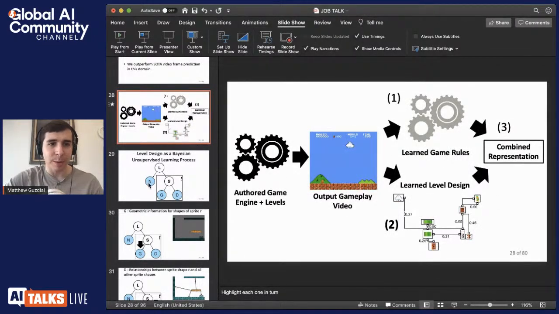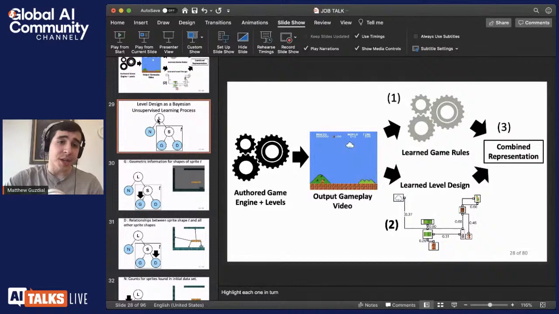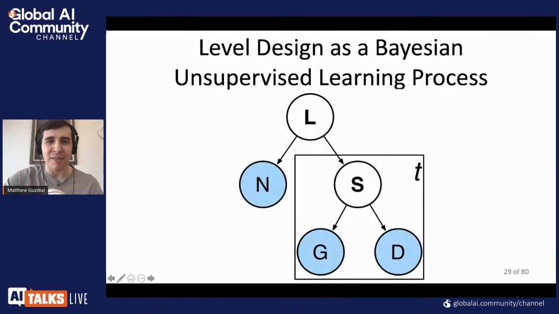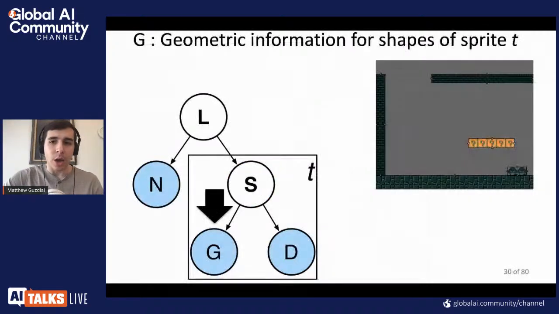So first was game rules, then level design. For level design, we actually structured this as a Bayesian unsupervised learning process, which might be surprising to people who think that the only kind of networks they care about are neural ones. But Bayesian networks are actually still very, very good at learning sort of component relationships in 3D and 2D shapes. So we represented this as a Bayesian network where we had these particular nodes.